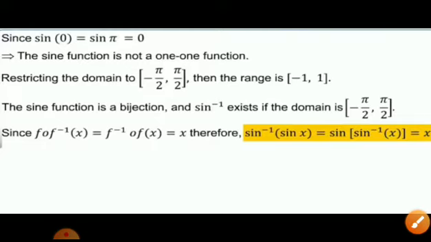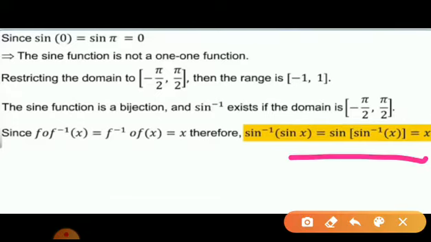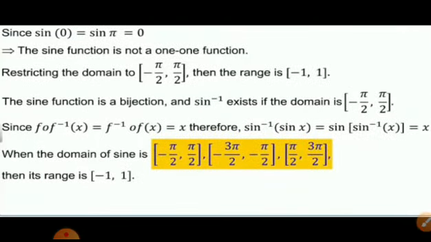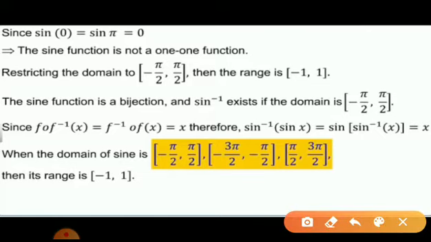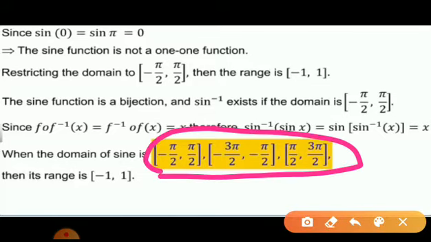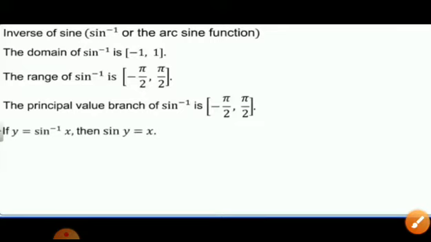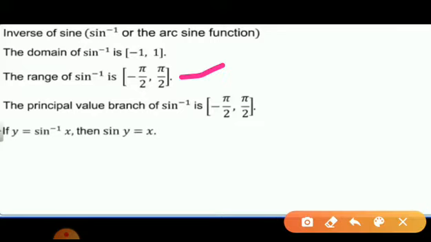Is that clear? So whenever you have sine inverse of sine x or sine of sine inverse x, I can straight away write it as what? It will be equal to x itself. Now see the domain of the sine, which I had explained before. For each domain, my range will be the same. But we are considering only this domain that is universally accepted.